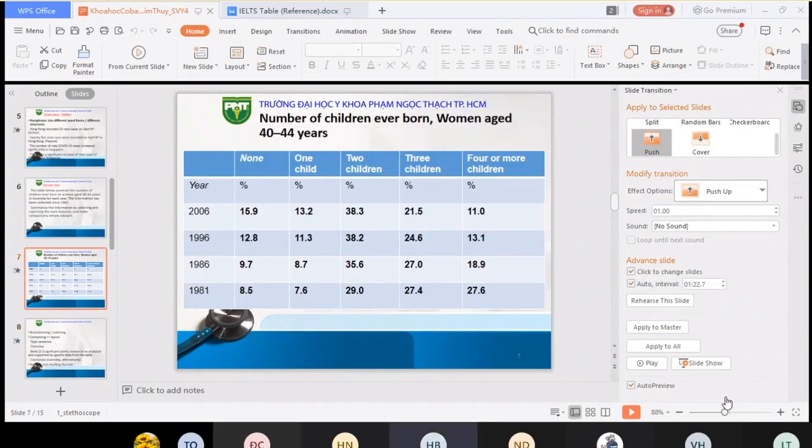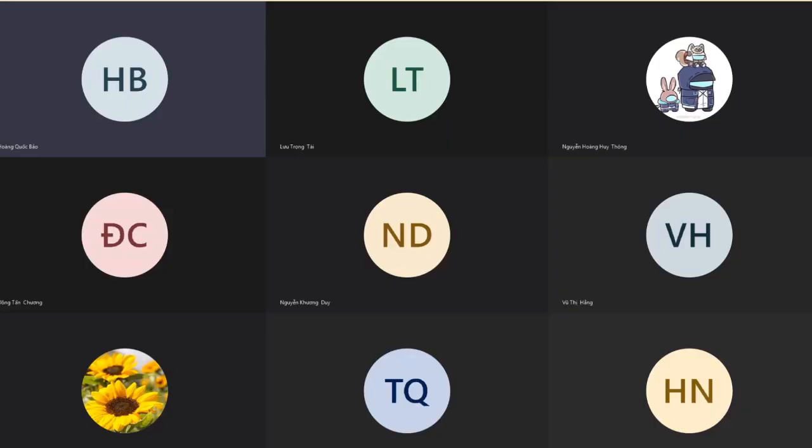Before you continue, let me just have a quick look at our class today. There are only 9 students, only 8 students in the class. So we keep moving on.